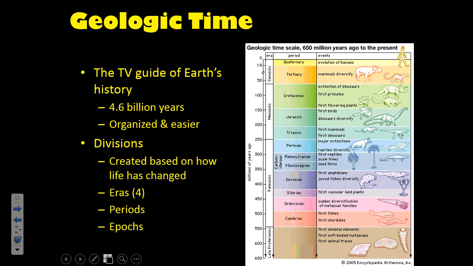What you should understand and walk away from this is understanding the divisions that we have here and some of the events that happened in those divisions. So the divisions are based on how life has changed on this planet. It has to be pretty major events. I have mentioned some of those already: the first mammals, the first amphibians, the first fish, and then we can even use the extinction of things like dinosaurs to create divisions. So we can say, okay, the end of the dinosaurs tells us it's the Tertiary and not the Cretaceous anymore. So that's helpful that way.